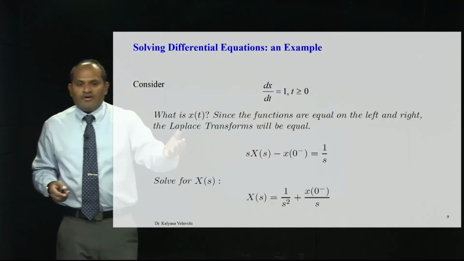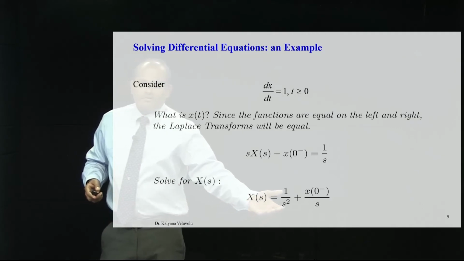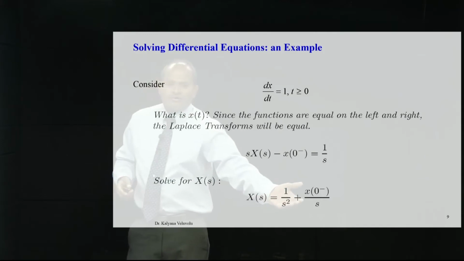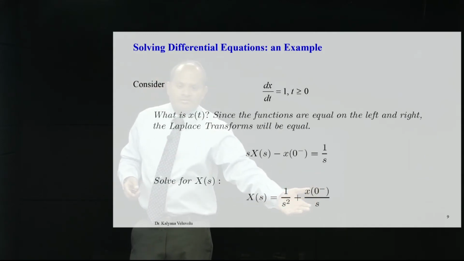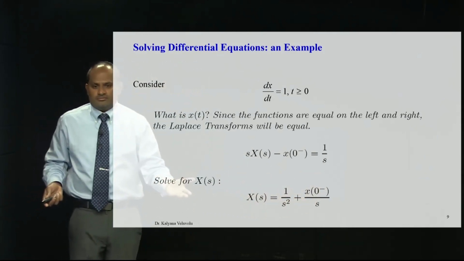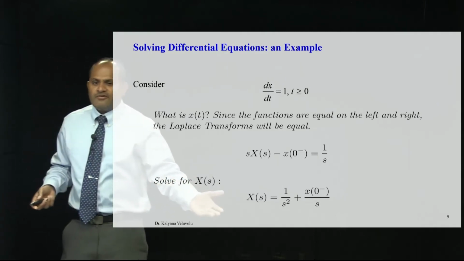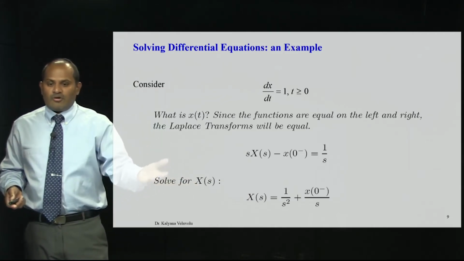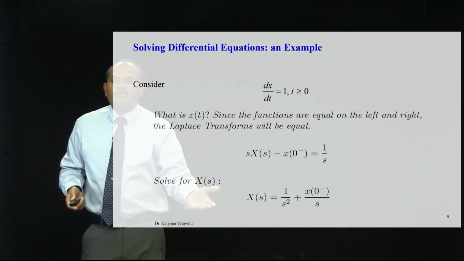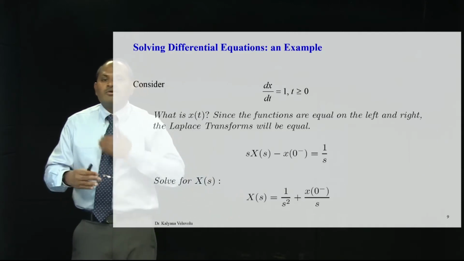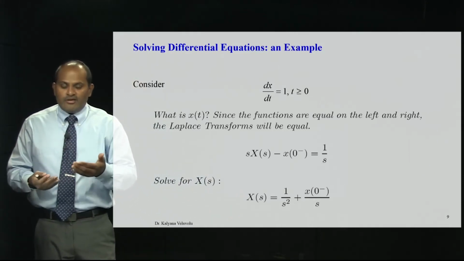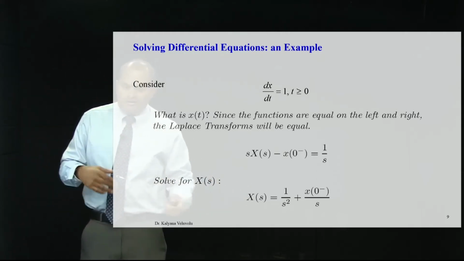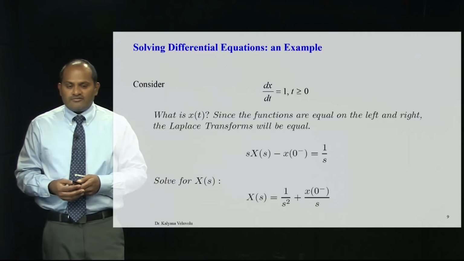Now, solving for x of s, just rearranging the terms, we get x of s equal to 1 by s square plus x of 0 by s. This is the solution. So, I find my x of s in the frequency domain. x of s is the solution of the problem, but however x of s is in the Laplace domain, we need to transform back into the time domain to get the solution in time domain. So, we need the direct inverse Laplace transform.